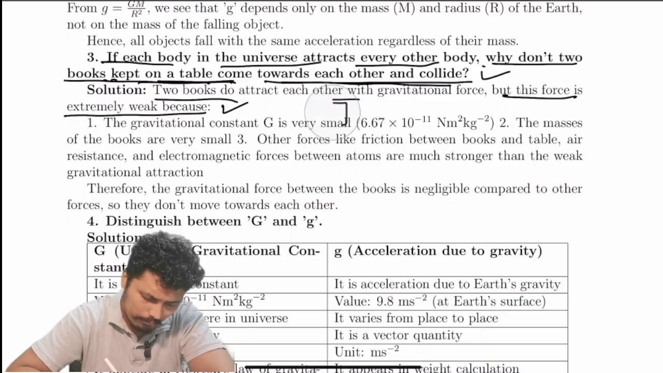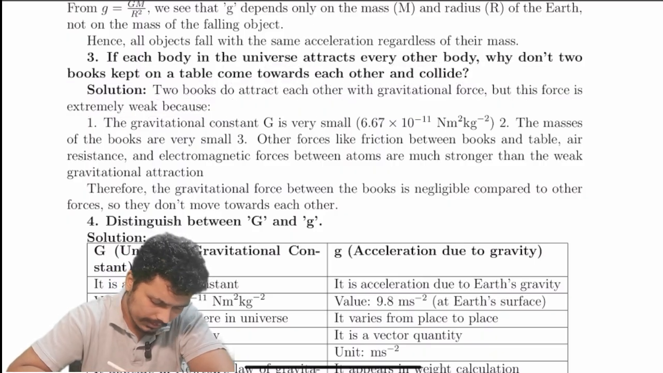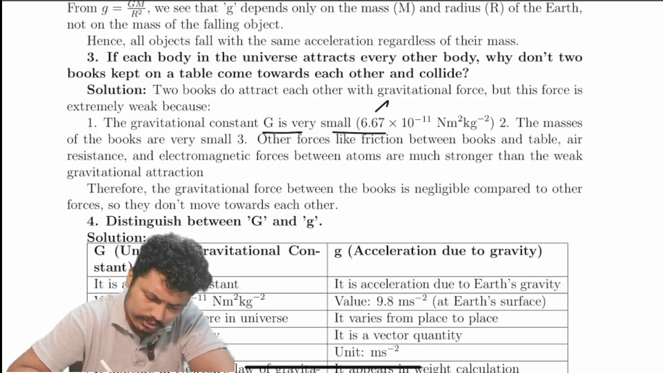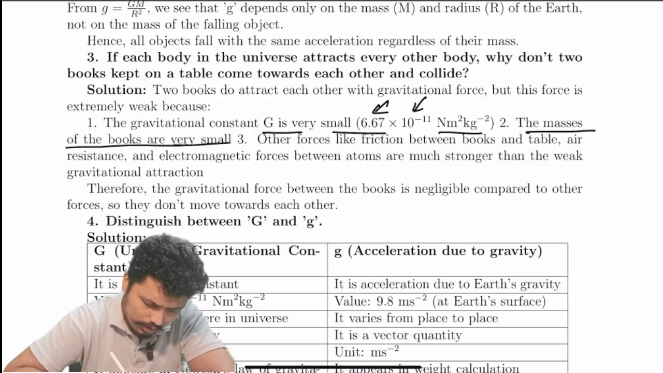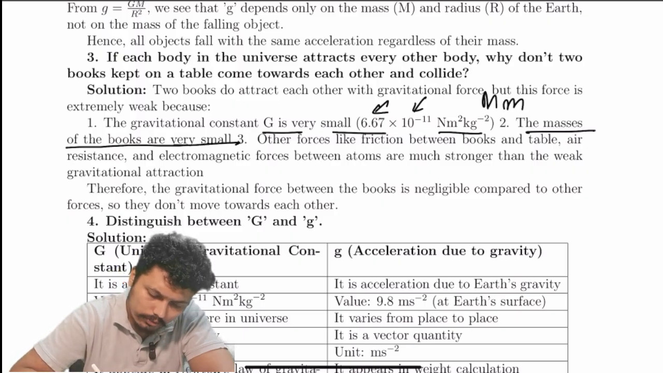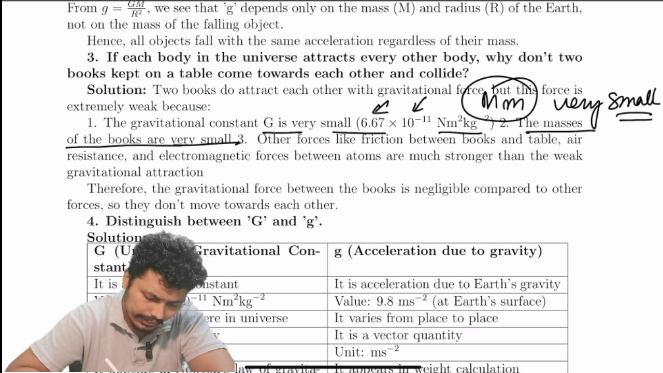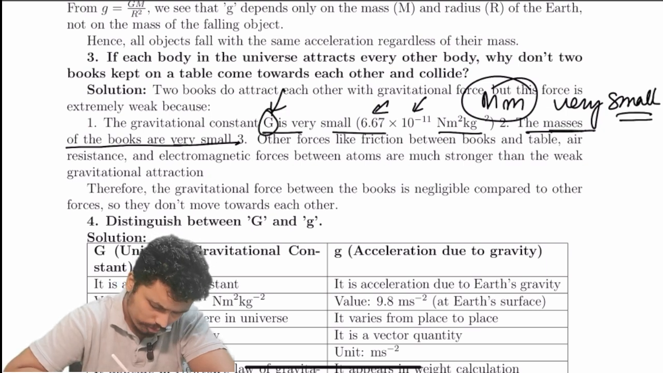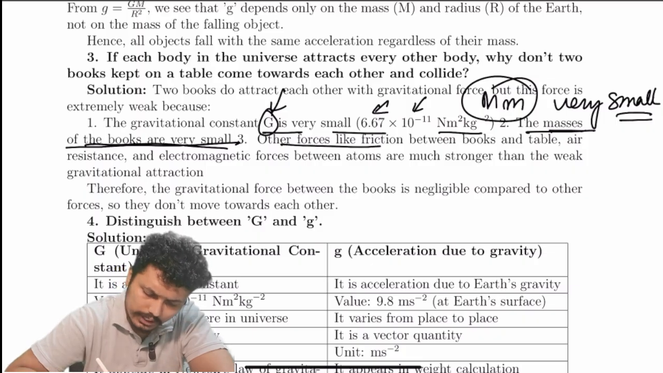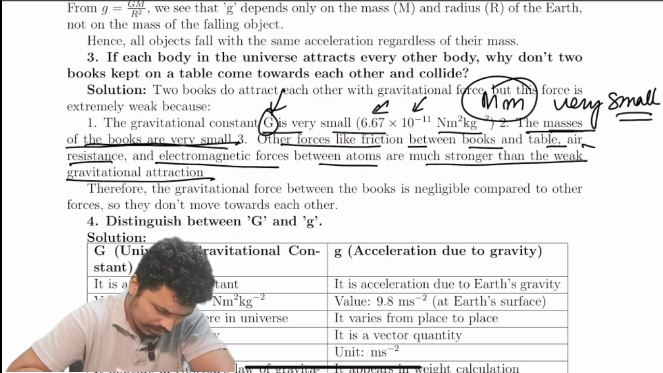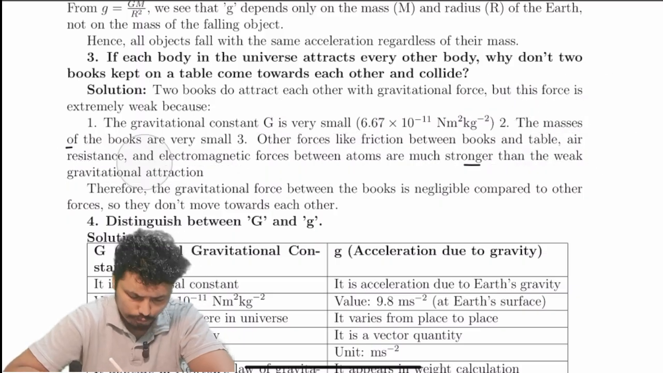Why is it weak? Because G is very small, 6.67 into 10 to the power minus 11 newton meter square per kg square, and the masses of the books are also very small. So other forces like friction between books and table, air resistance, and electromagnetic force between atoms are much stronger than the weak gravitational attraction.